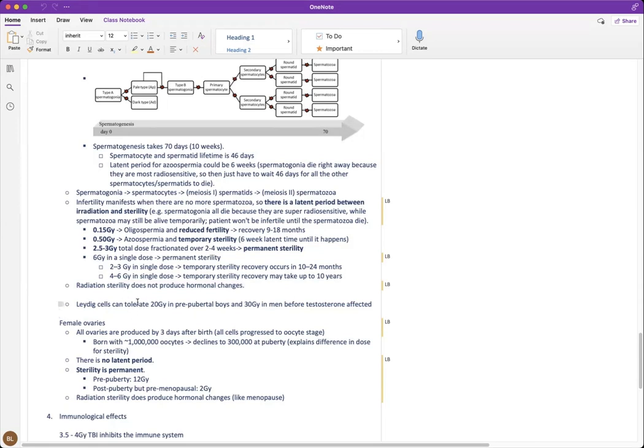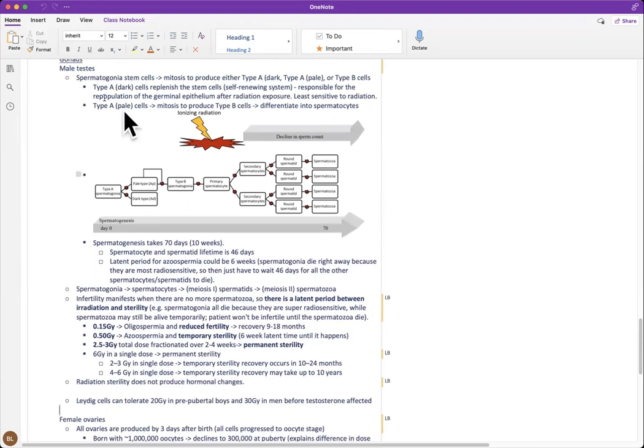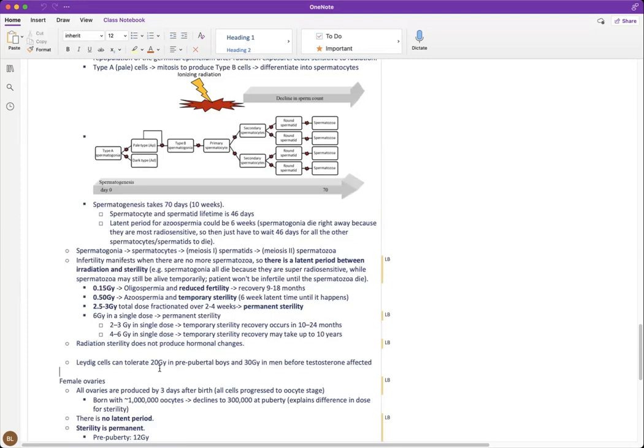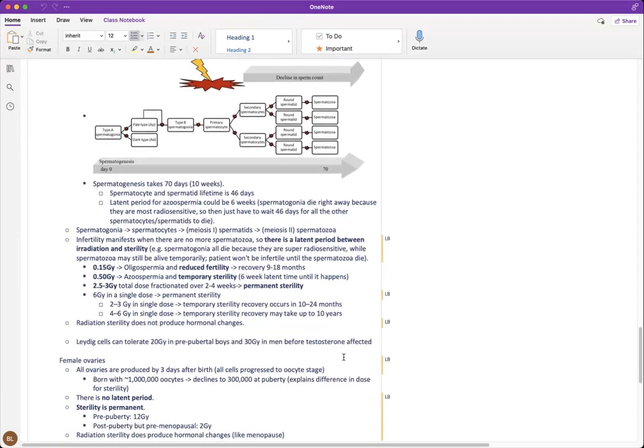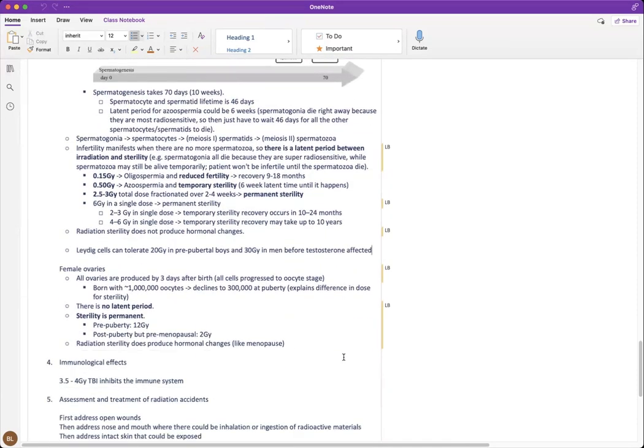Lastly, Leydig cells. So these are some of the support cells. They're not actually part of the spermatogonia lineage, but Leydig cells can tolerate 20 gray in prepubertal boys and 30 gray in men before testosterone is affected. I mentioned adrenals, but I probably should have mentioned Leydig cells also being important for testosterone.